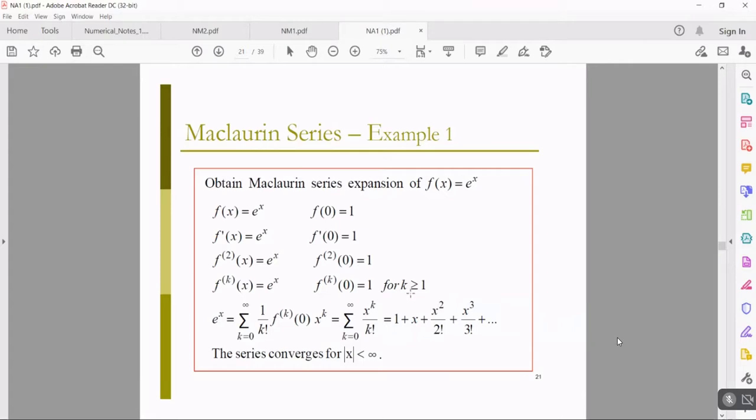If I require less accuracy, then I truncate my series here. I neglect the remaining expansion and approximate e raised to the power x by 1 plus x. If I require much more accuracy, then I truncate the part coming in this rectangular region, and I assume that e raised to power x equals 1 plus x plus x square upon 2 factorial plus x cube upon 3 factorial, and use this in our calculation.